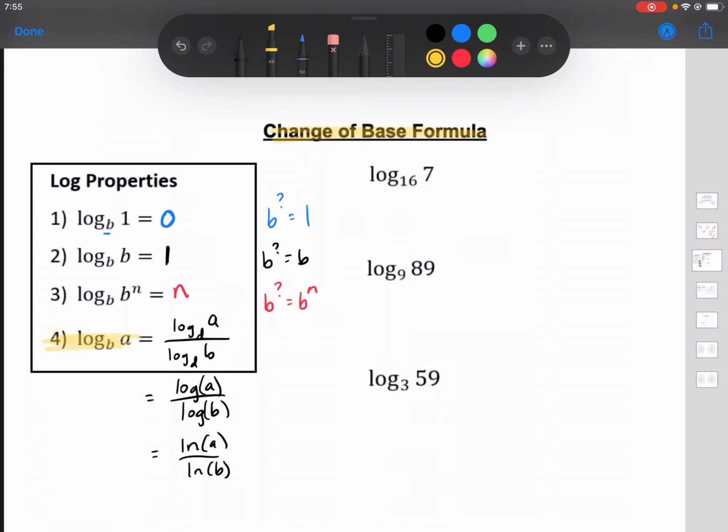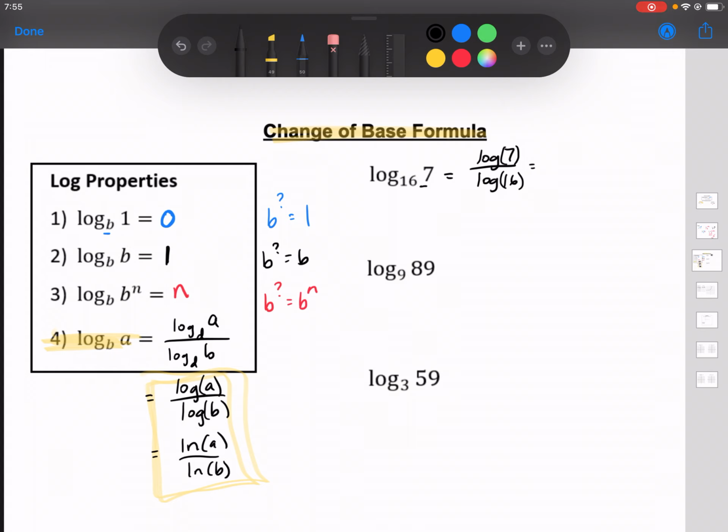The two we typically use are these two because your calculators have the ability of using common log. So common log is the one with no base, and natural log. So you choose which one you want. I usually do common log. So I'm going to go ahead and use this change of base formula. Notice the a, or the argument, goes on top. So the argument in this case is 7. So argument in the attic, base in the basement. So log of 7 over log of 16.